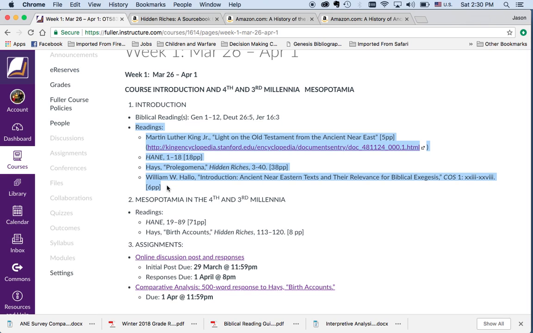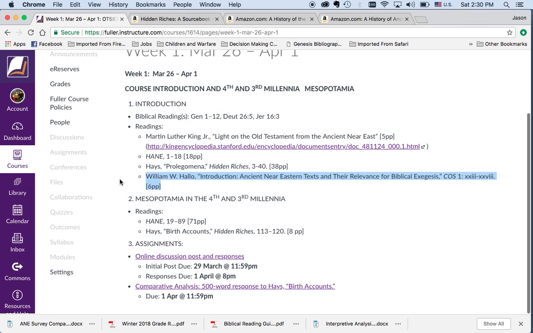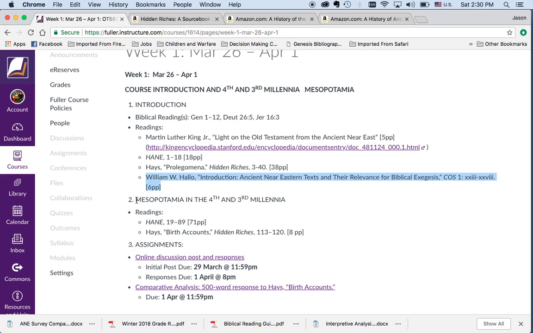So here we have some introductory readings from the Bible, some secondary readings from Martin Luther King Jr. This is History of the Ancient Near East by Mark Vandermeer. Hayes's Prolegomena, or introduction to his book Hidden Riches, and then another assignment that I'll post as well. And then you have a second section to this week, which focuses on Mesopotamia in the 3rd and 4th millennia. Again, you have readings from the History of the Ancient Near East, and then a comparative reading from Hayes's book Hidden Riches. And then you access the 2 assignments via this week's course page.